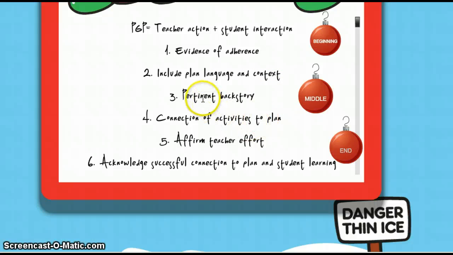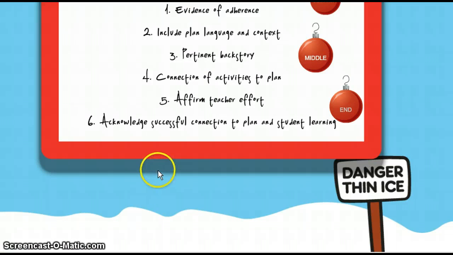Following that, if there's any pertinent backstory about the class that should be included, I try to include that, as well as the connection of the activity to the person's professional growth plan. Finally, as I close out my observation notes, if at all possible, I like to affirm the effort by the teacher, and I like to acknowledge their successful connection of their plan to student learning.